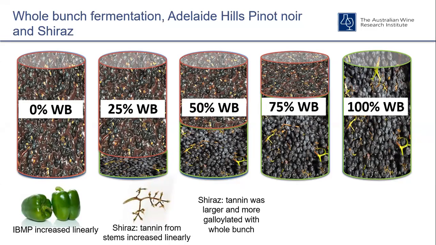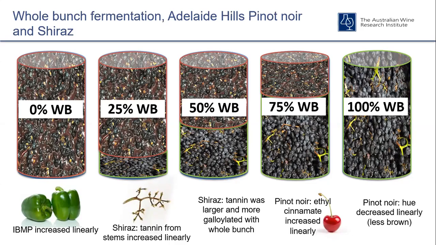And in this case, the tannin which came from the skins was larger tannin and more galloylated tannin, which we expect might lead to greater astringency. For Pinot Noir, we saw that ethyl cinnamate, the Kirsch-like flavor compound, increased linearly as well. And this may be a Pinot Noir effect, but it may also be partly due to some carbonic maceration, which may have taken place from the whole bunches.